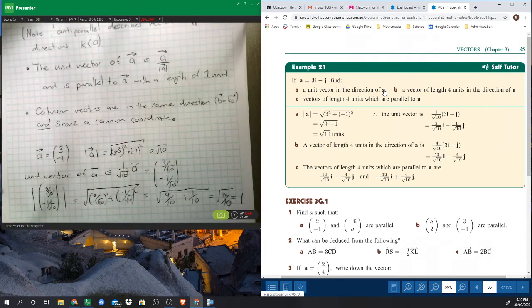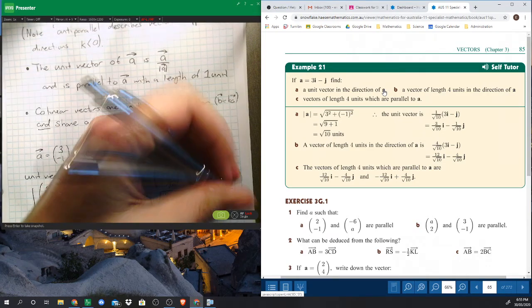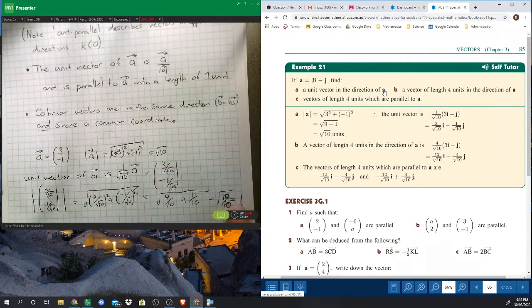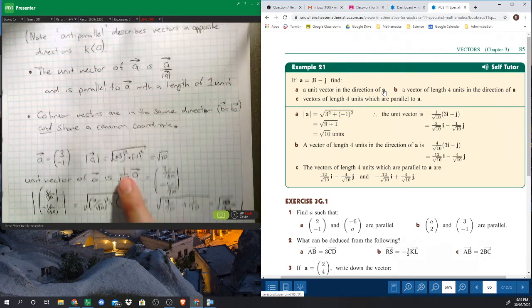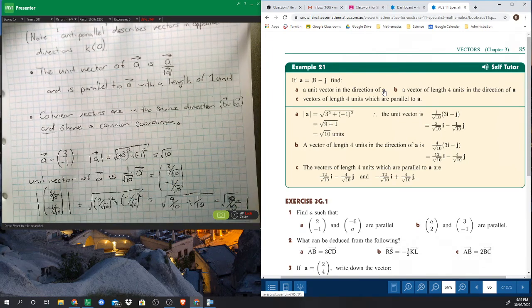So you can see, oopsie, that's a bit messy. All right, there we go. We can see that we're still getting a unit length. It's in the same direction because it's parallel, because all we did was times by a scale factor. But it has a length of 1. So now it's a unit vector of A. That's what we got for part A, a unit vector for length and direction of A.